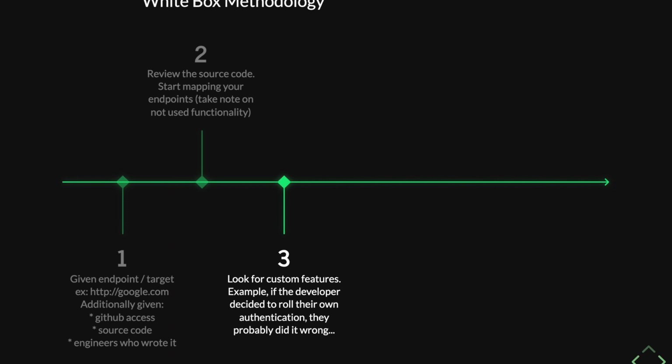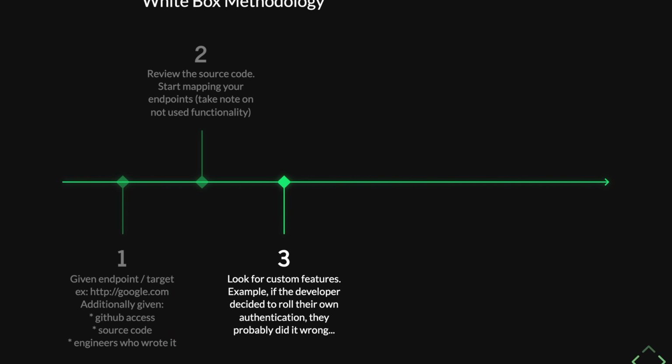On to number 3, right? Look for custom features. So for the example I gave before, if a customer or a client decides to roll their own authentication into an application, 9 times out of 10 they're probably going to screw that up. If you're using something that's public, it's really well known. It's very easy to implement it.